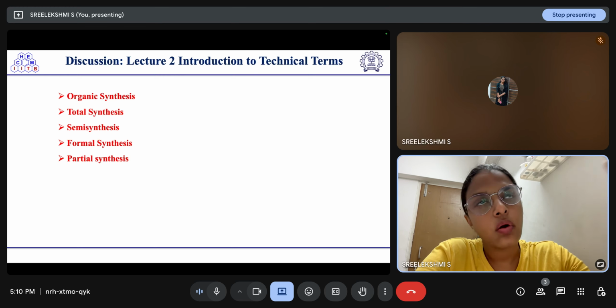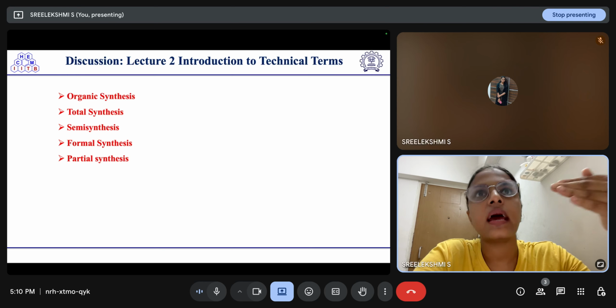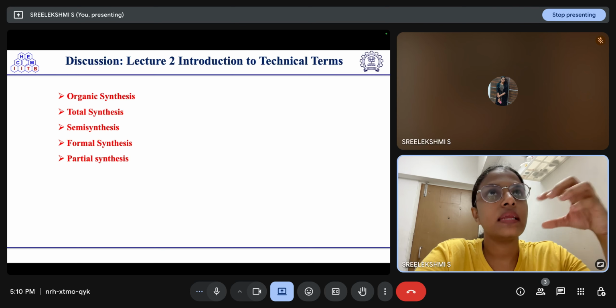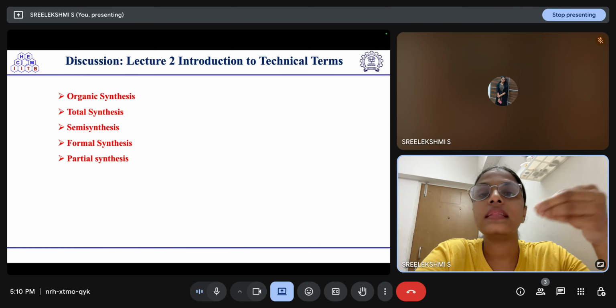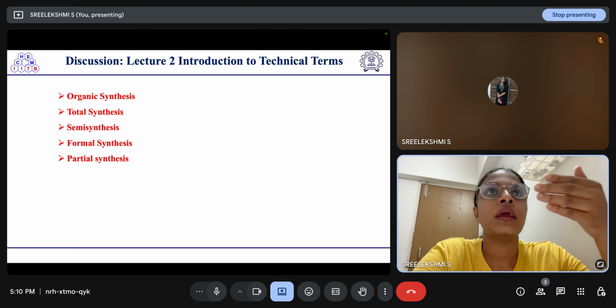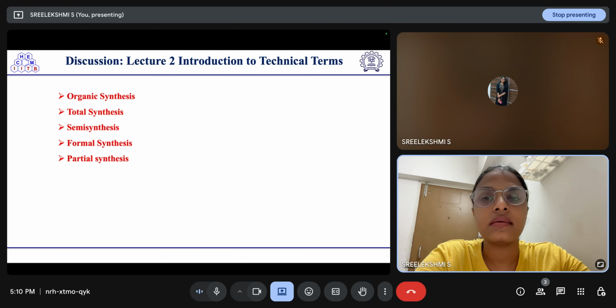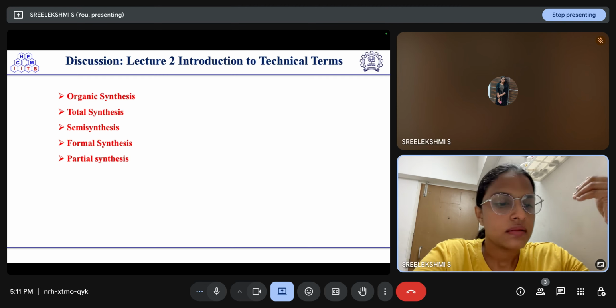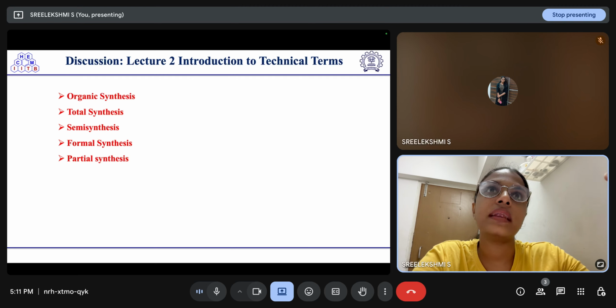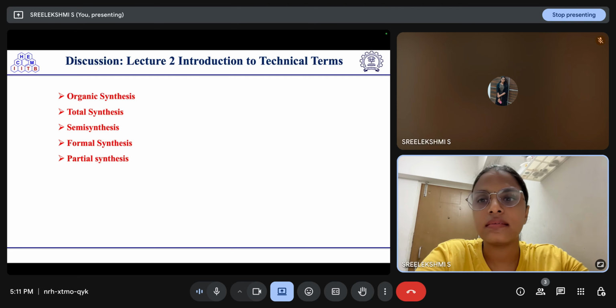In target oriented synthesis itself we can have several types of synthesis: total synthesis, semi synthesis, partial synthesis, and formal synthesis. What is the difference between these different types of synthesis? Everything is synthesis only, so why are we calling them by different names?